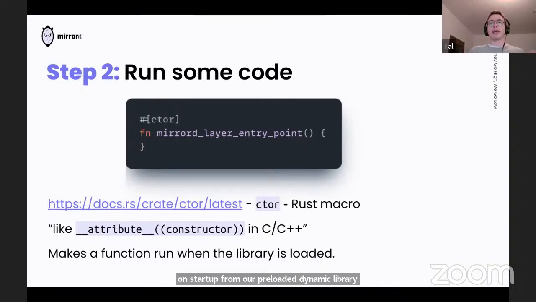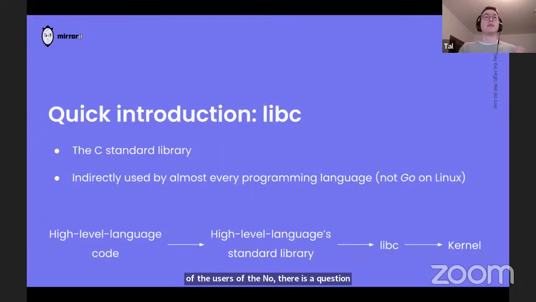Okay, so far we have code execution inside the process of the user's application. Now there is a question, what do you run? But before we answer that question, just to make sure we're all on the same page, a quick introduction to Libc. It's the C standard library. It implements useful low-level operations. It's used indirectly by almost every programming language.